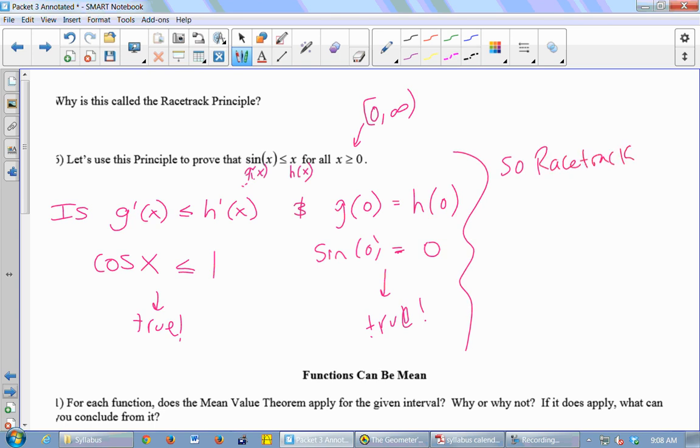So racetrack applies. I've satisfied all the given conditions. That means I can conclude the then. So racetrack applies, and it must be that sine x is less than or equal to x for all x's greater than or equal to 0. I don't know if you guys know this symbol. That means for all or for every.